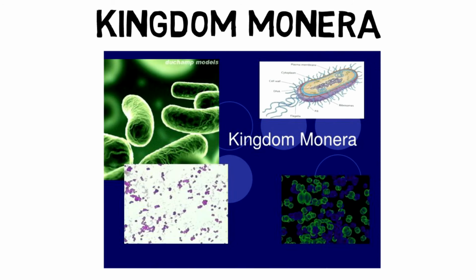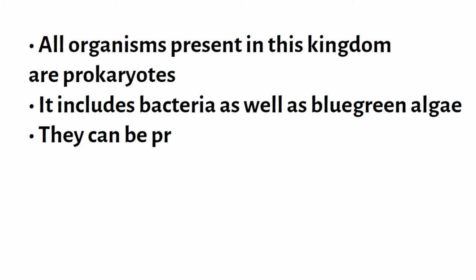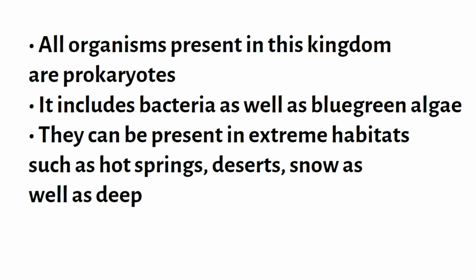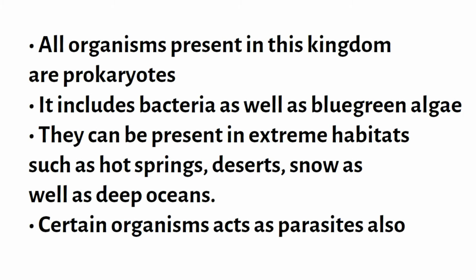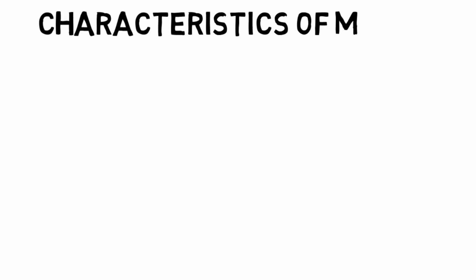Kingdom Monera. All organisms present in this kingdom are prokaryotes. It includes bacteria as well as blue-green algae. They can be present in extreme habitats, such as hot springs, deserts, snow as well as deep oceans. Certain organisms act as parasites also.